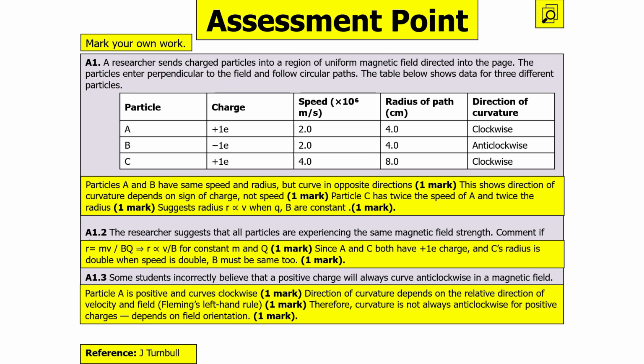Finally, particle A is positive and curves clockwise, but the direction of curvature depends on the relative direction of the velocity and field, as in Fleming's left-hand rule. So the curvature is not always anticlockwise for positive charges, it depends on the orientation of the magnetic field.